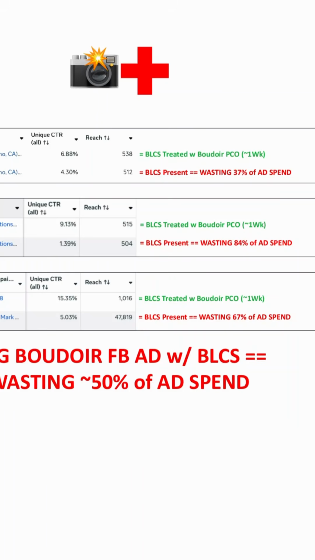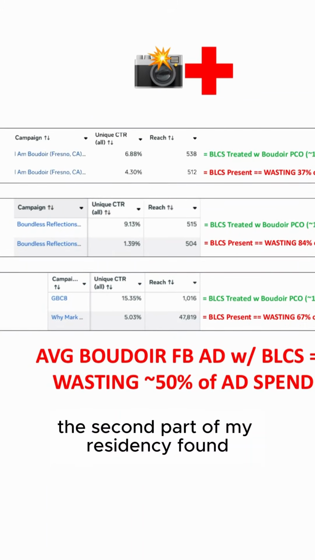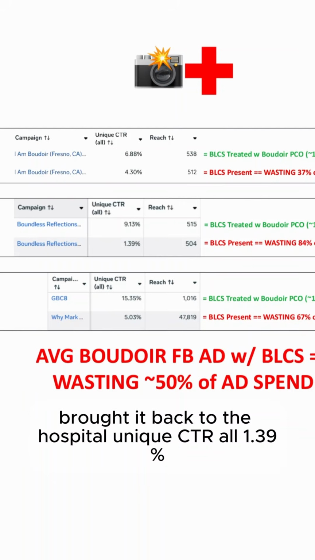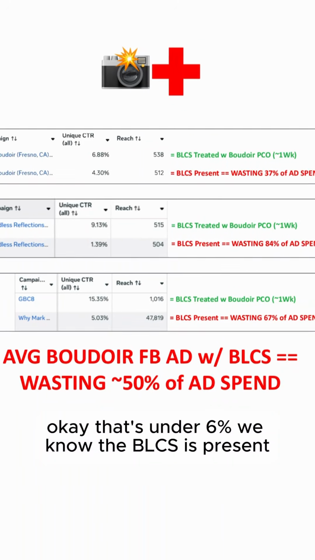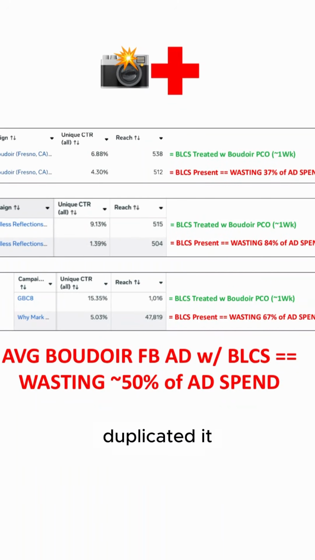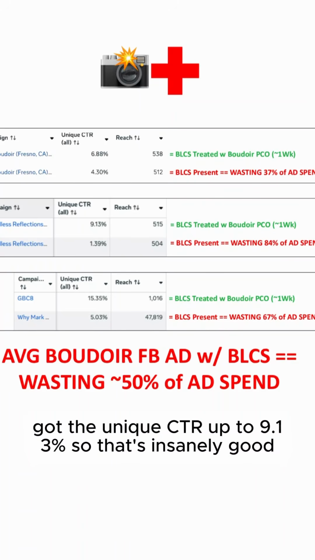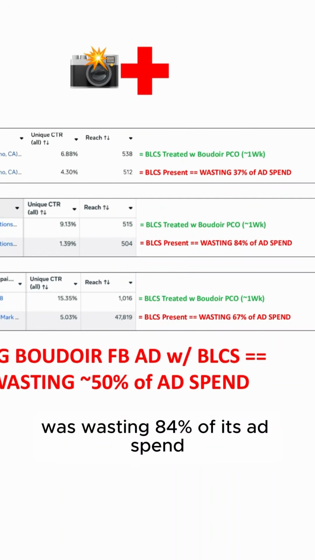Now, the second part of my residency, I found another Boudoir Facebook ad in the wild, brought it back to the hospital. Unique CTR 1.39%. Okay, that's under 6%. We know that BLCS is present. Duplicated it, treated it with Boudoir Pico, took about a week, got the unique CTR up to 9.13%. So that's insanely good. We found out the original was wasting 84% of its ad spend.